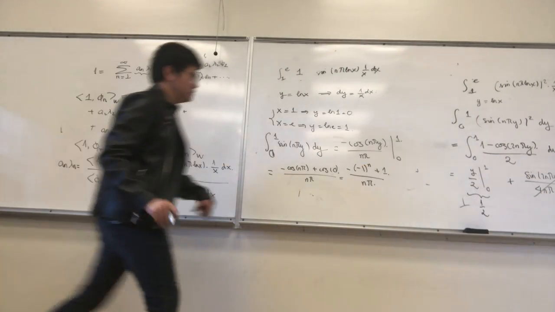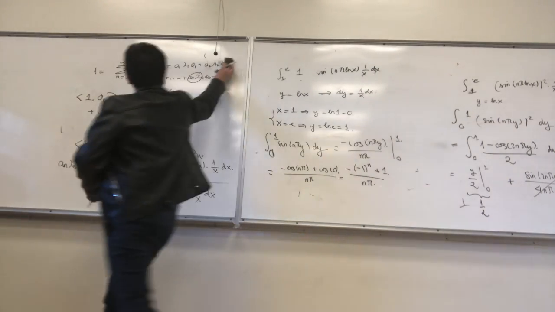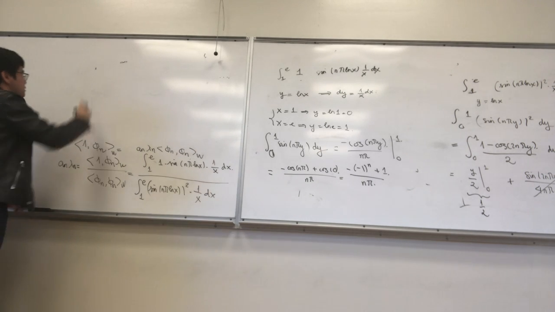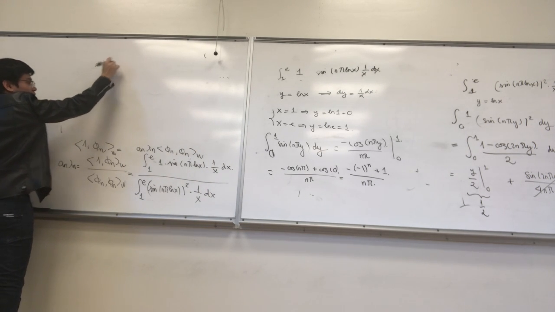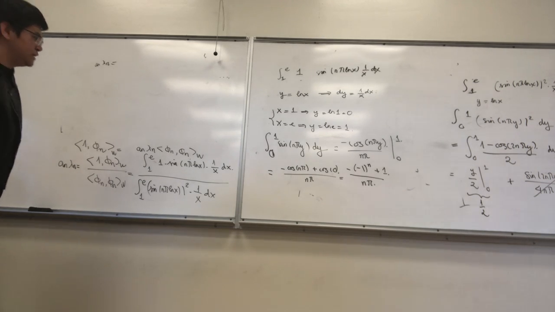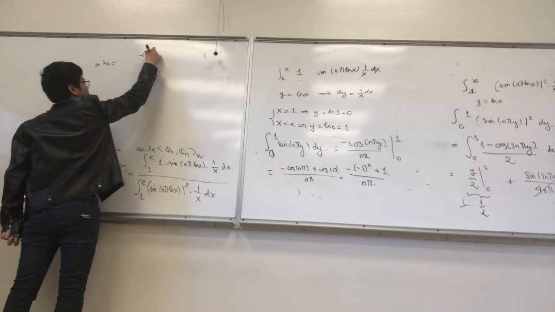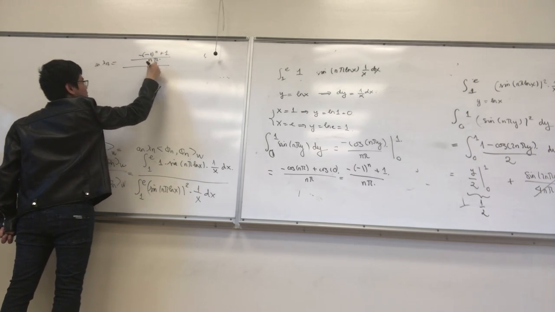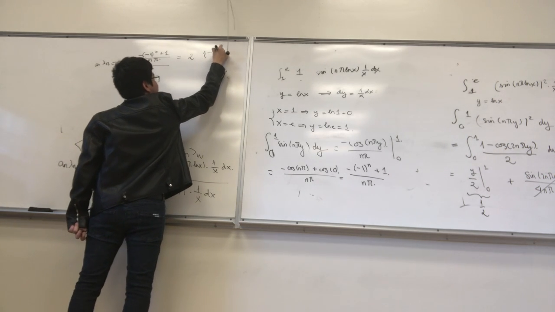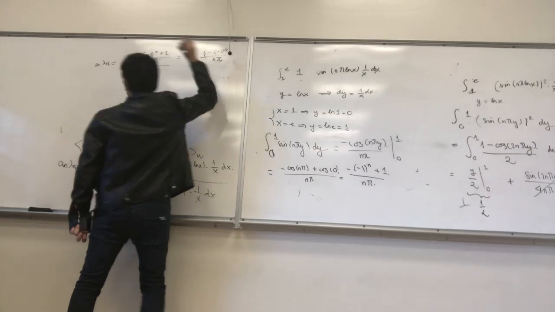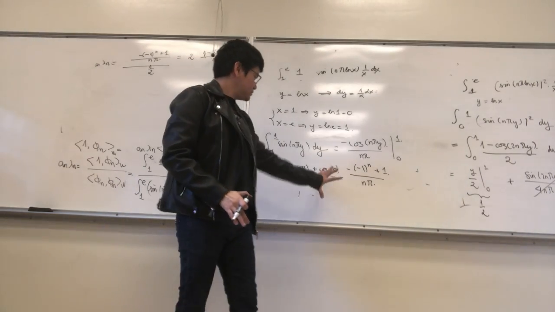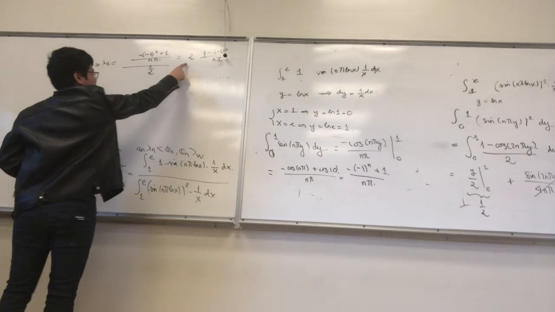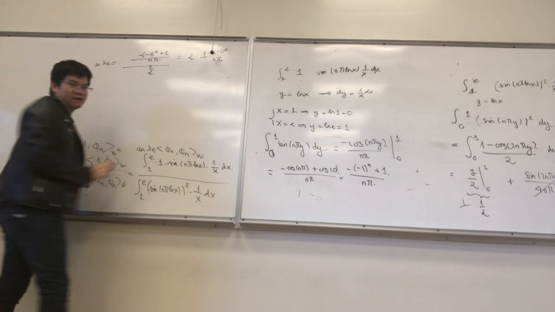So a_n lambda_n will be the ratio of the two quantities that I've just found. So this is (1 minus (minus 1)^n) over n pi, dividing by 1 half, which means that this is 2 times (1 minus (minus 1)^n) over n pi. So you take this one, divide by this one, and you get a_n lambda_n.